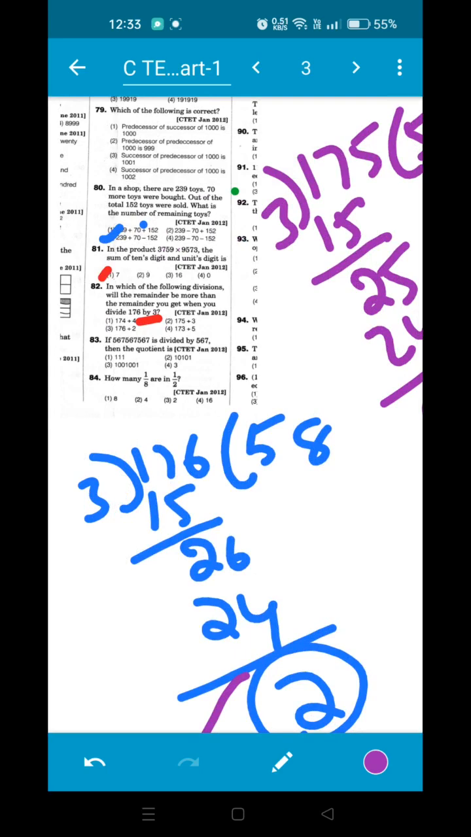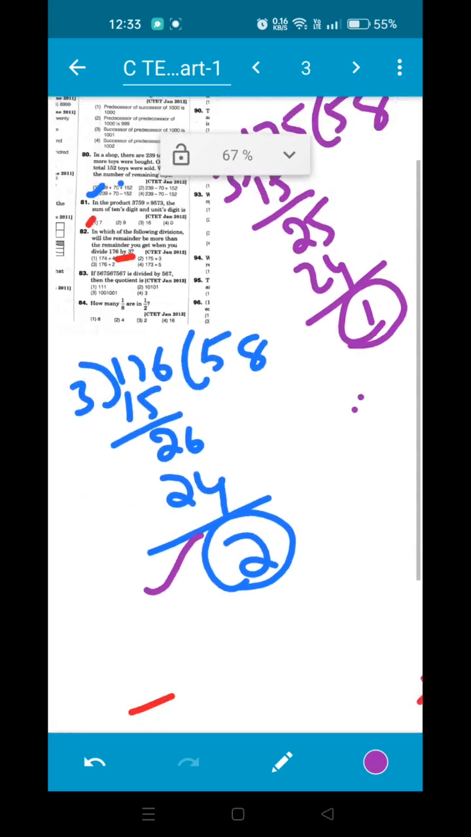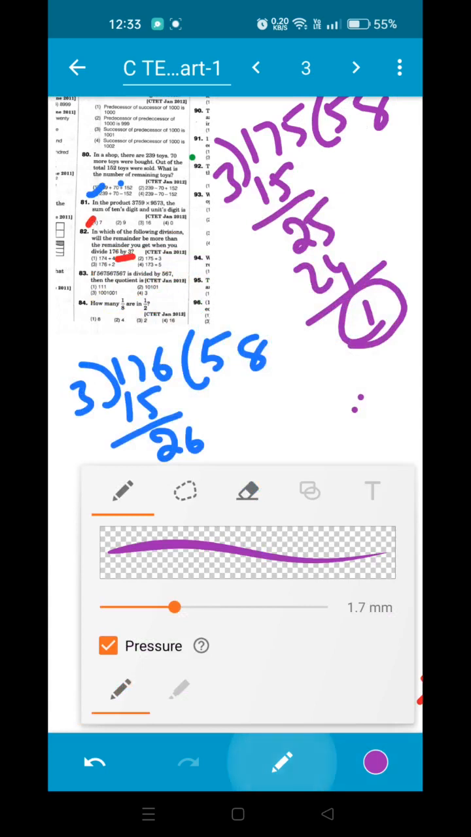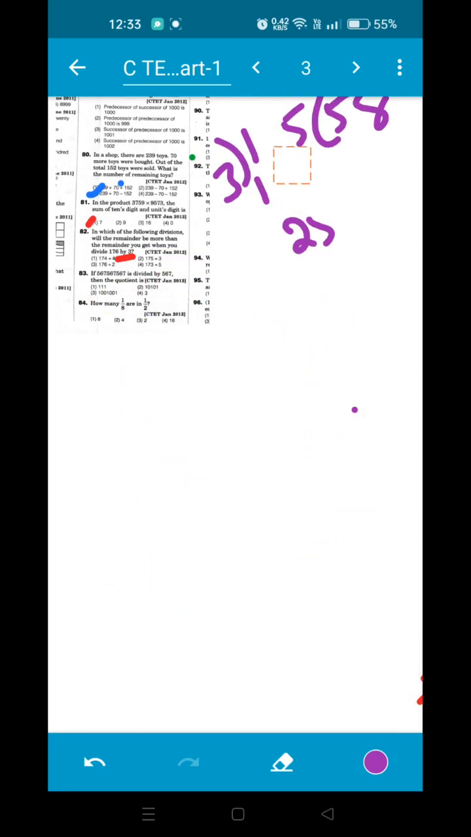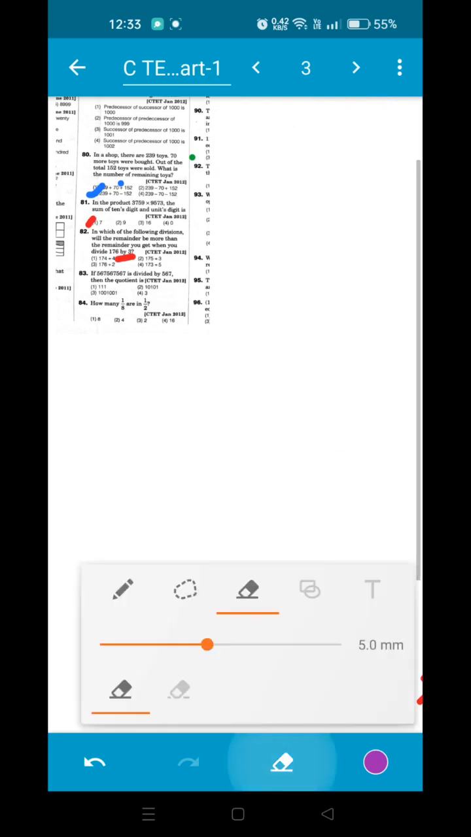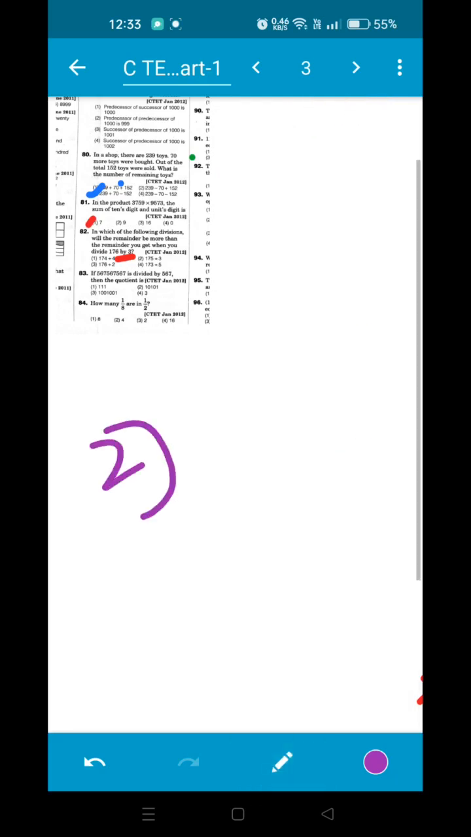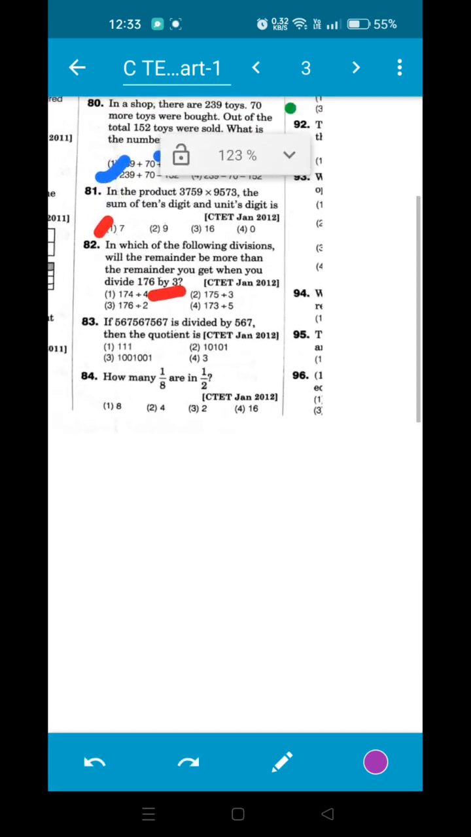So already option 1, 2 verified. So those 2 are not. The remainder should be more than 2. Which option you have to check? Option 3 and option 4 you have to verify. With 2 already it is divisible, as the units digit is 6. So it is clearly divisible. So remainder is 0. So no need to verify that.